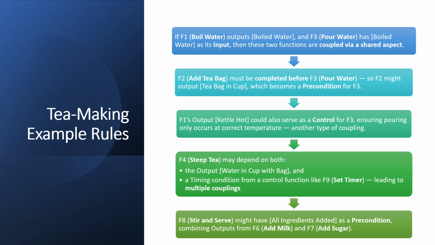F8, stir and serve, might have all ingredients added as a precondition, which is a combined output from F6, which is add milk, and F7, which is add sugar.